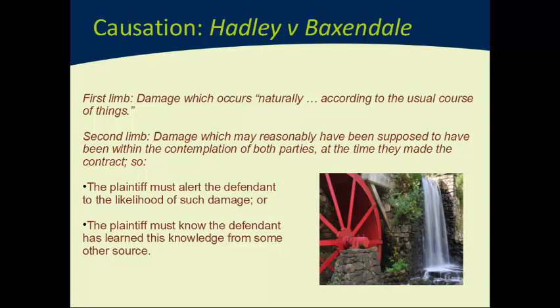In response to this, the court set up the two limbs, what we refer to as the rules in Hadley and Baxendale. And these are the tests that we apply to see which damage is able to be compensated and which damage is not. The first step is that we note the defendant should be liable for damage which occurs naturally according to the usual course of things. Okay, so this is damages which flow immediately from the breach.